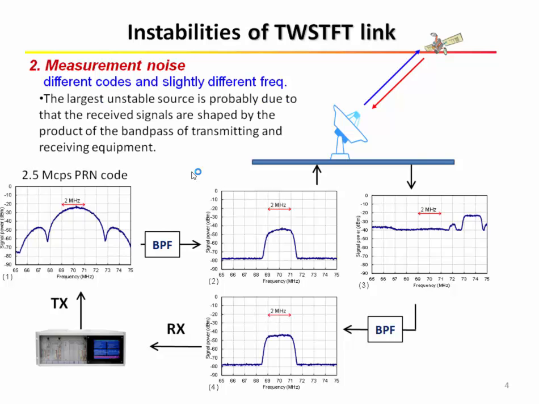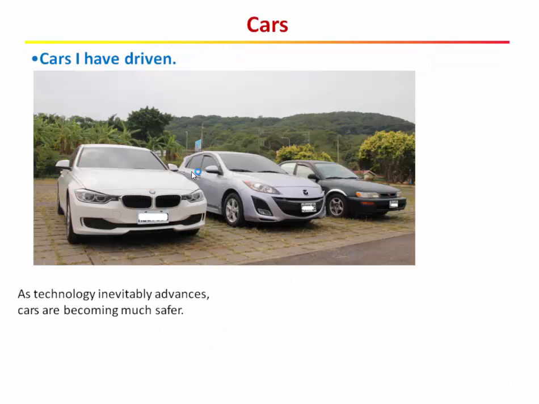And the largest unstable source is probably due to the received signal. They may be shaped by the product of the bandpass effect by the transmitted and received equipment. So the measurement noise is very important, and we need to improve the receivers to overcome some measurement noise.